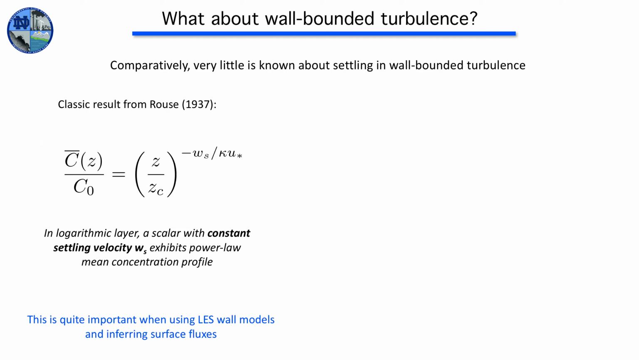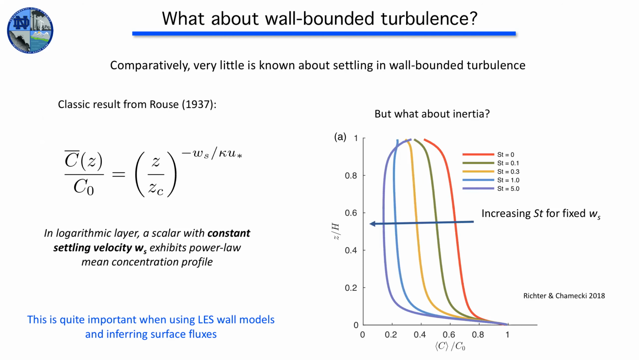The reverse is also used a lot, where you might go out and make a fixed height measurement of aerosols or dust or something like this over some surface, and then infer what the surface emission was by using this relationship. And so it's actually quite an important relationship. However, it does not account for inertia at all.